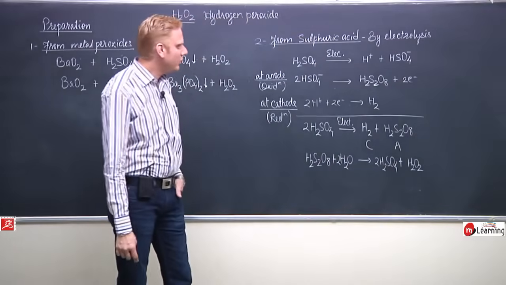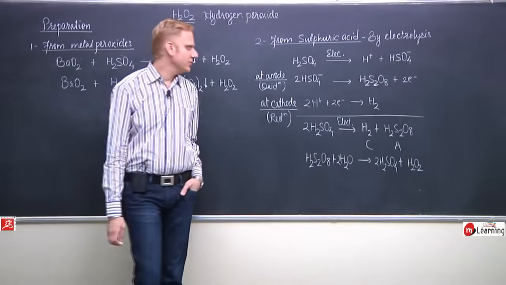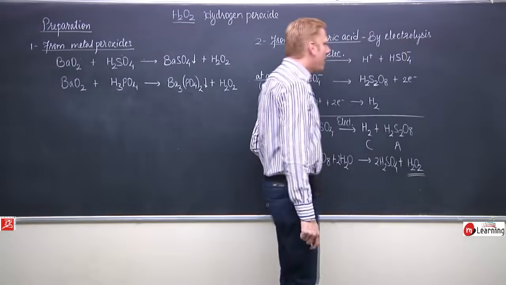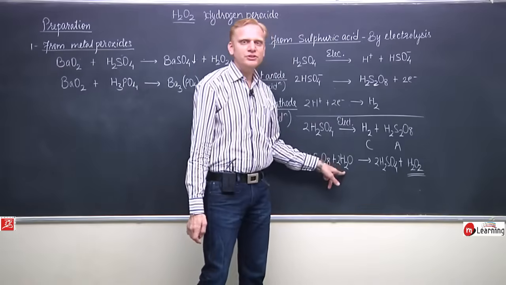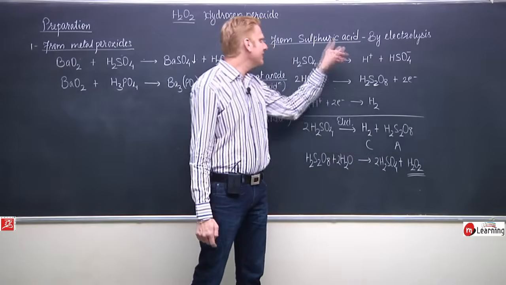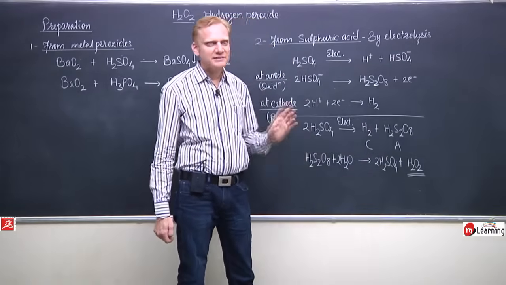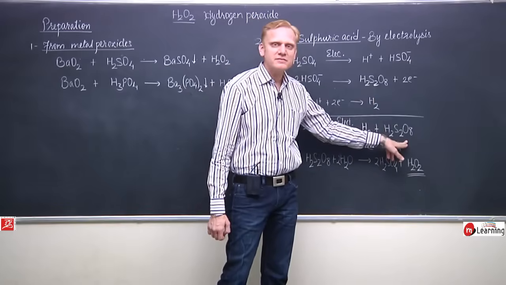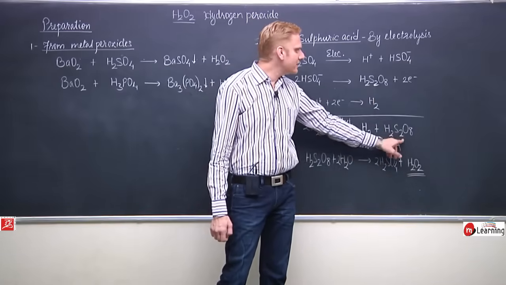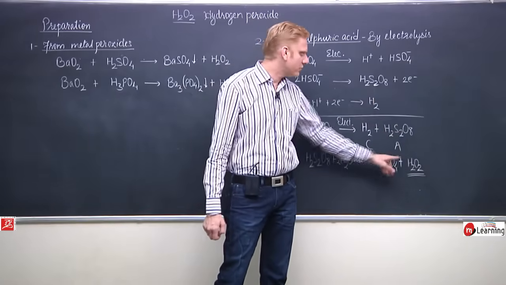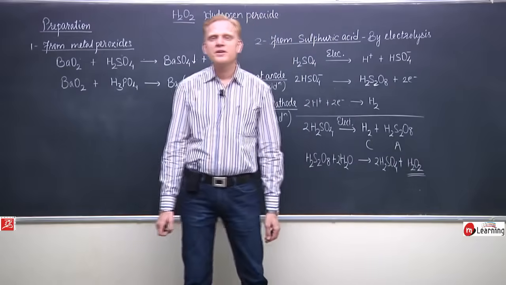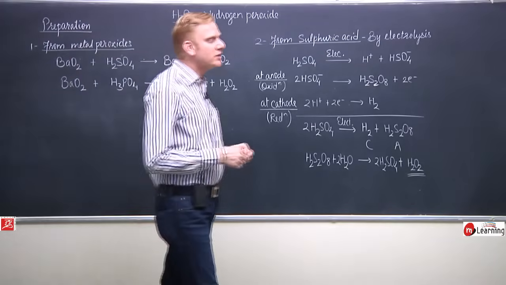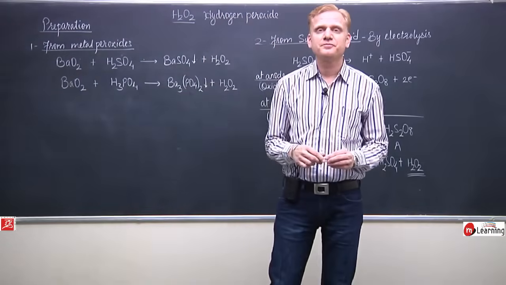Sulfuric acid along with hydrogen peroxide. So once again, hydrogen peroxide is obtained by the hydrolysis of the product obtained in the electrolysis of sulfuric acid. I repeat, in the electrolysis of sulfuric acid, the product obtained is Marshall's acid at the anode, and this product undergoes hydrolysis to form hydrogen peroxide. So these are the two important methods by which hydrogen peroxide can be prepared.